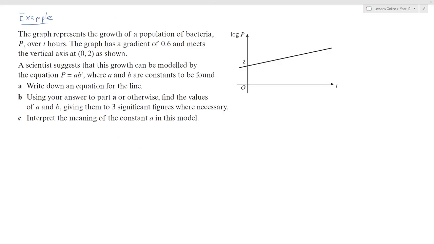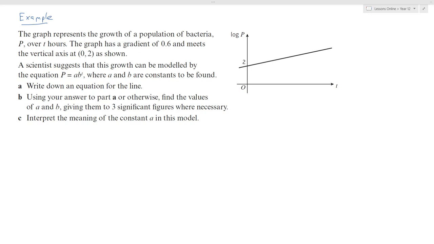So we look at our second example. This graph is representative of the growth of a population of bacteria over a time t hours. They've given us the gradient of 0.6 and the intercept 0, 2. Scientists suggested that the growth can be modeled by P is equal to A B to the power of t. A and B are both constants to be found.